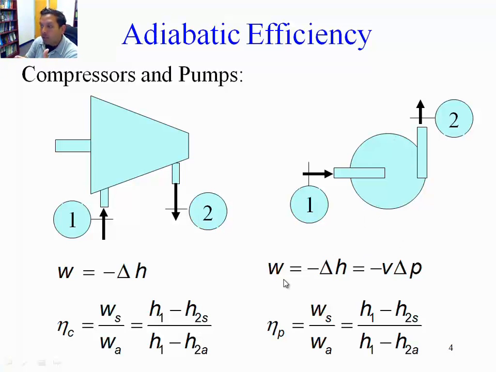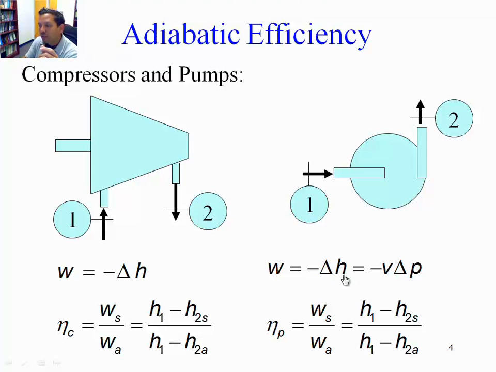Now, in the case of the pumps, the first law of thermo yields exactly the same. Work is equal to the negative of the change in enthalpy. However, because the fluid is incompressible, this can actually be reduced to the specific volume, which is the same at the inlet and at the outlet. Well, if the fluid is incompressible, the density will not change, and obviously then the specific volume will not change. Remember, the specific volume is the inverse of the density.